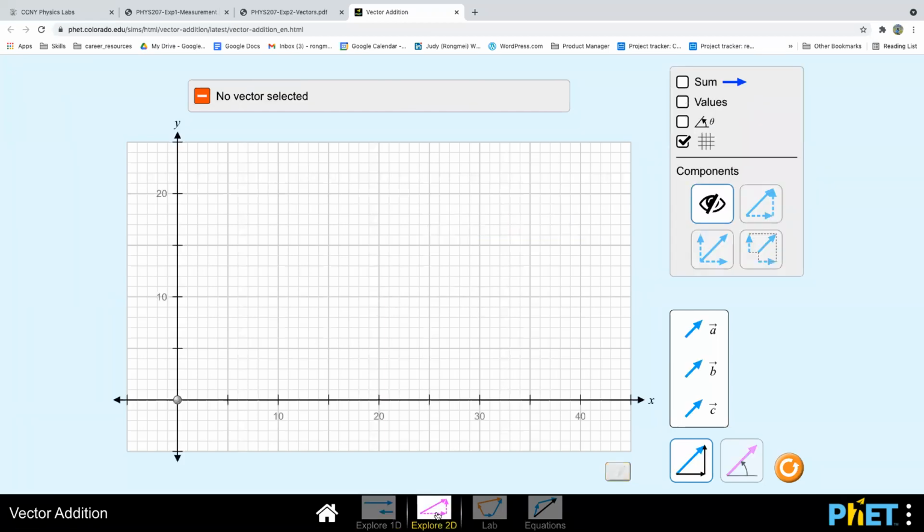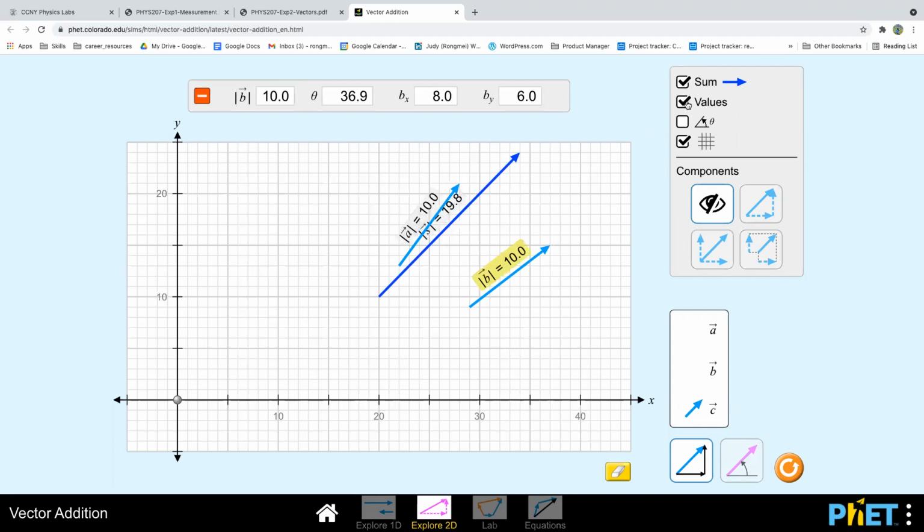Okay, here, explore 2D. 2D, so with 1D we only have one dimension, that means only the x-axis. With 2D, we have x and y. So when I drag vector A and vector B, you can click the sum, which means the total, and the value indicates the value of both of them. You can move them a little bit away from each other so you can clearly see the value, and also the angle, you can click the angle.